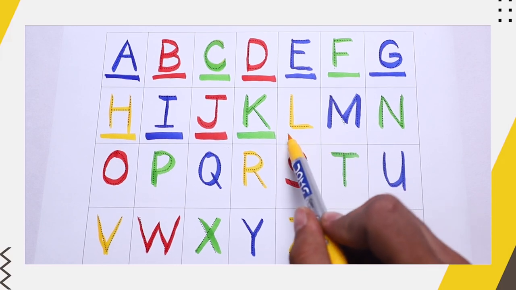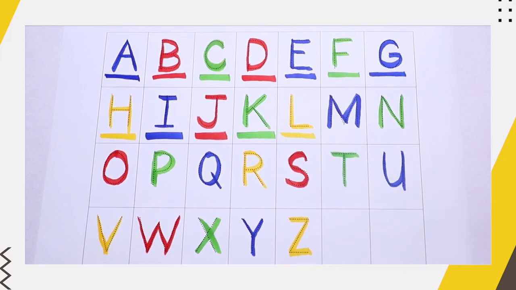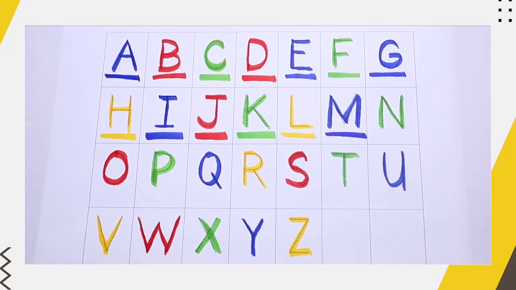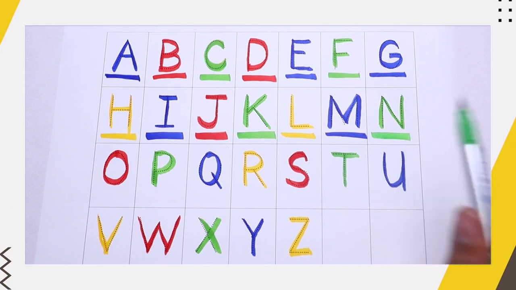Yellow color L. L for lion. Color M. M for monkey. Green color N. N for nest.